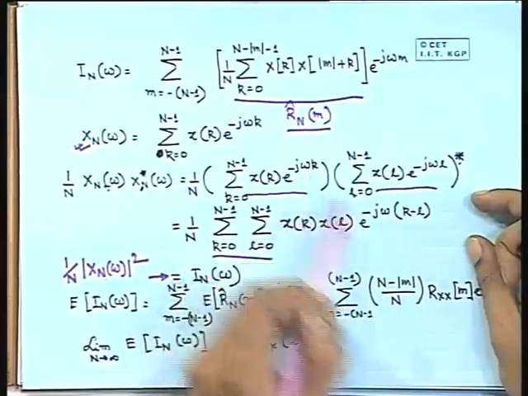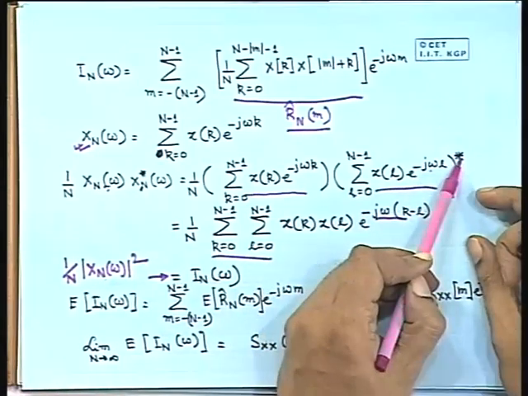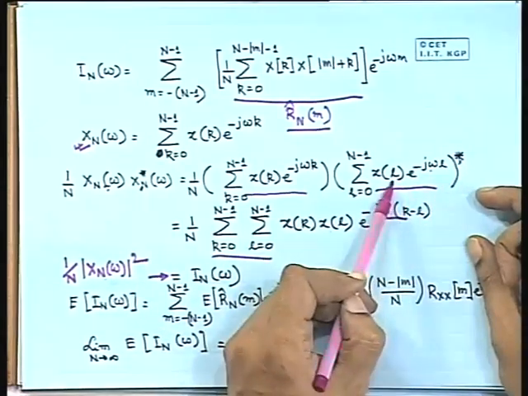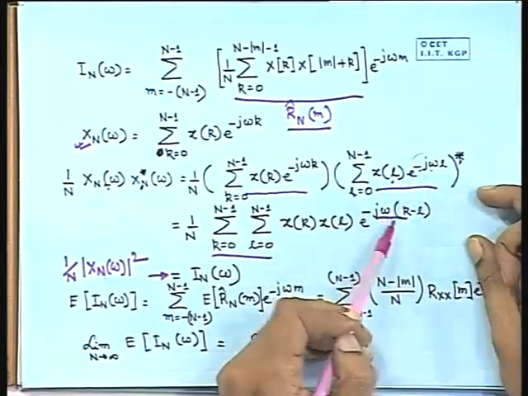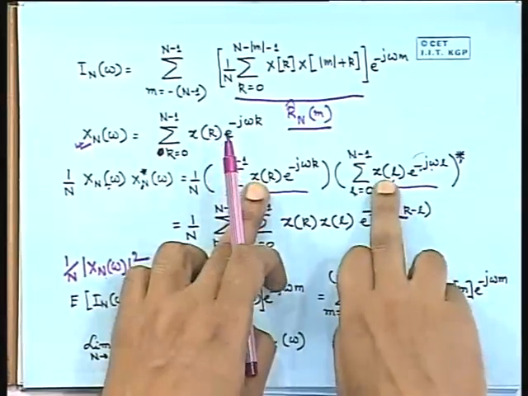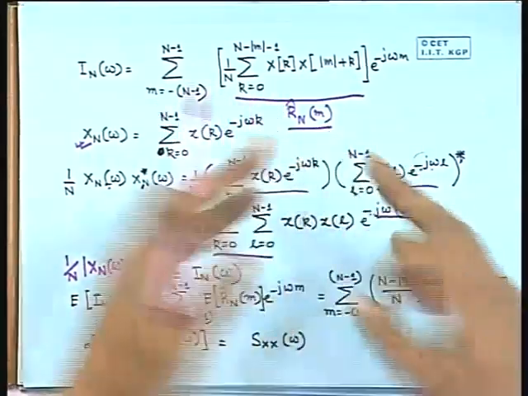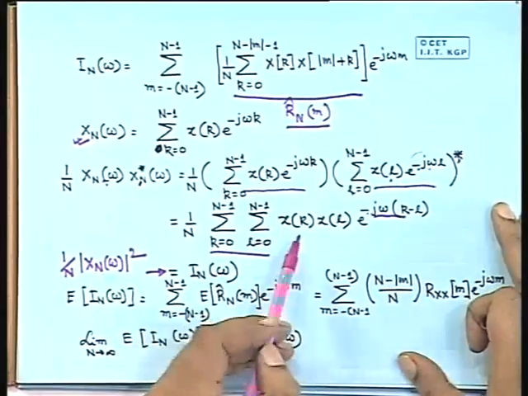See, this is minus jωk, so you are getting minus jωk. This is minus jωl star. See, this part is real, only this part is complex. So when you take star, this will become plus. Therefore minus, minus, plus, and only these x_k x_l terms have been combined. Very simple. So now compare this with this.